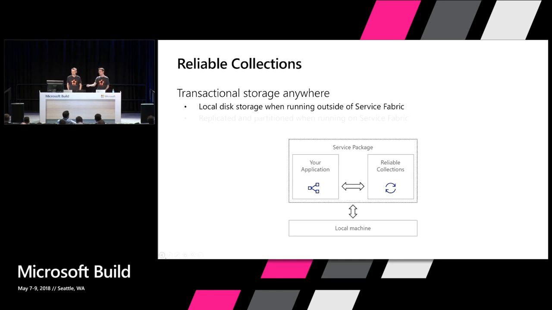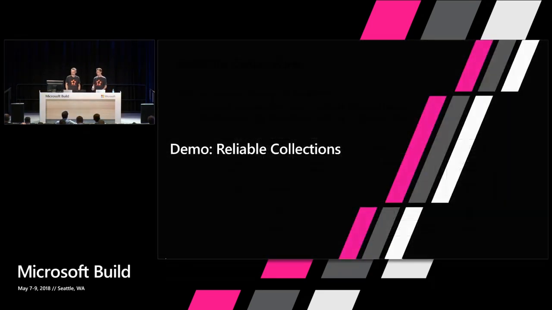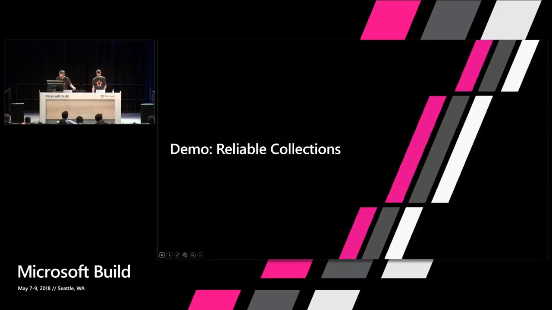Of course, when you do end up deploying it to Service Fabric, what you get then is replication for high availability and partitioning for scale out, because the platform will manage that part for you. It's the same code, so you don't change your code at all. You just run it somewhere else, and you suddenly get replication for high availability and partitioning for scale out. So I'll show you what this looks like real quick if you want to switch me over one more time.